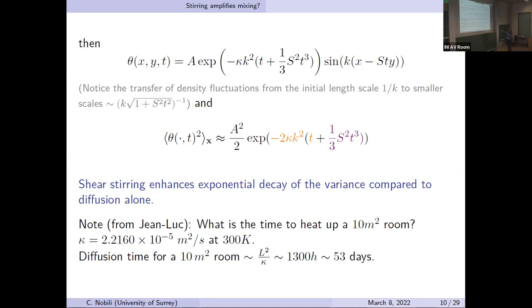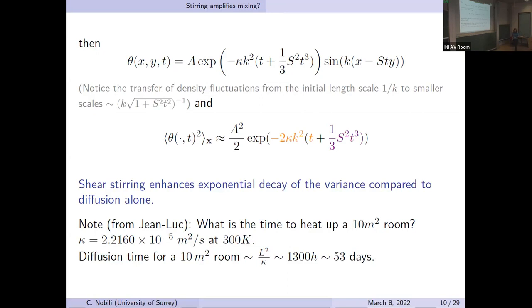What is the time to heat up a 10 square meter room? If you do the computation, given that kappa is this very tiny number, then you see that the diffusion time for a 10 square meter room would be 53 days. So as Jean-Luc says, you better stir. Okay, so this is the first point.